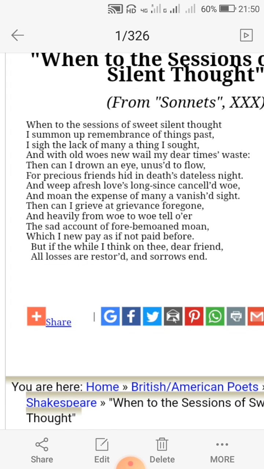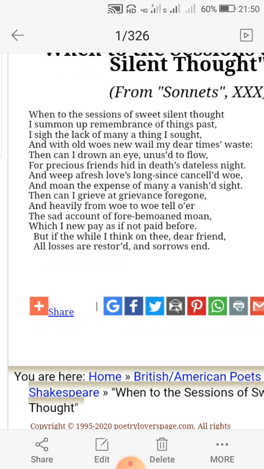When to the seasons of sweet silent thought, I summon up remembrance of things past. I sigh the lack of many a thing I sought, and with old woes new wail my dear times waste.